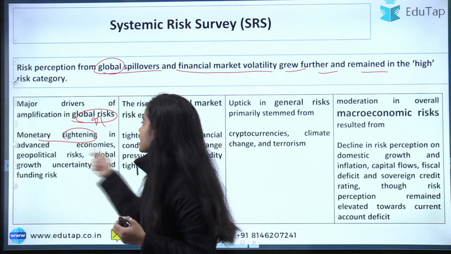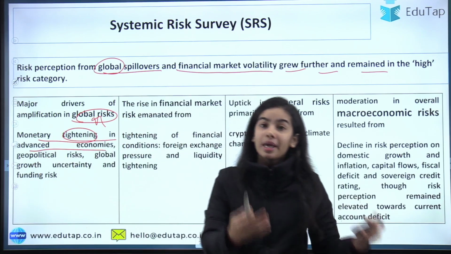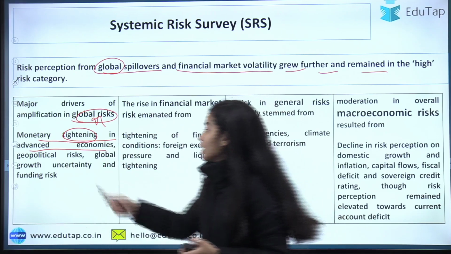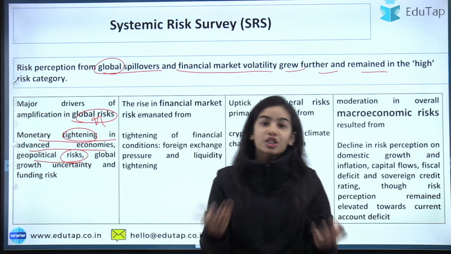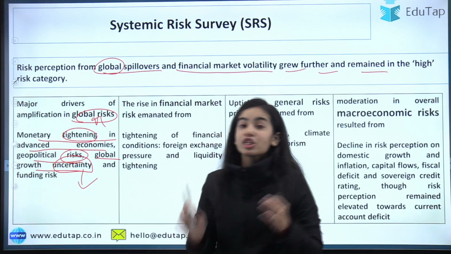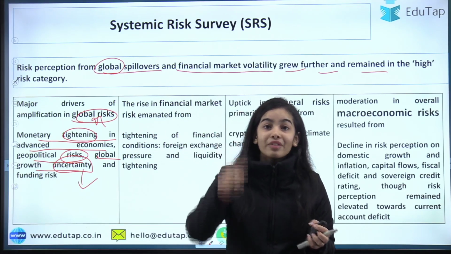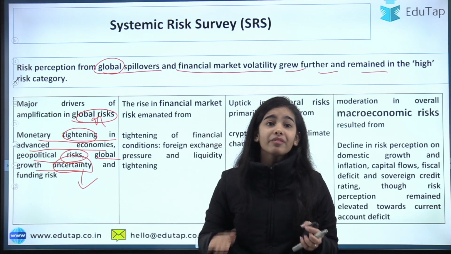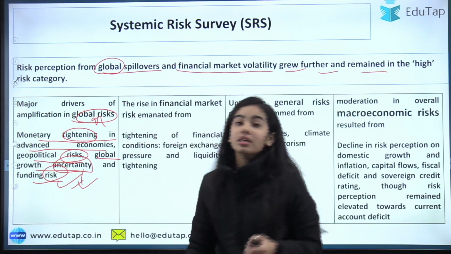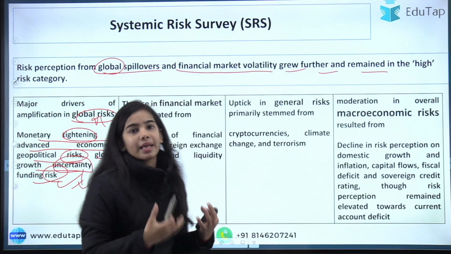So monetary tightening is happening in the advanced economies, even in the emerging economies. Most of the money is flowing to the advanced economies. Geopolitical risks are there, the Russia-Ukraine war. Global growth uncertainty: I have told you that major international bodies have decreased their global growth projections, and funding risk is also there. The startups are not getting funding properly.